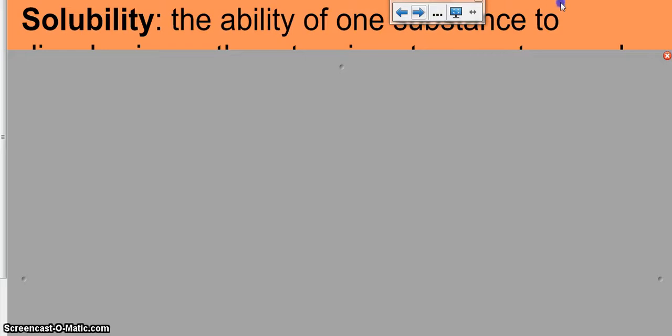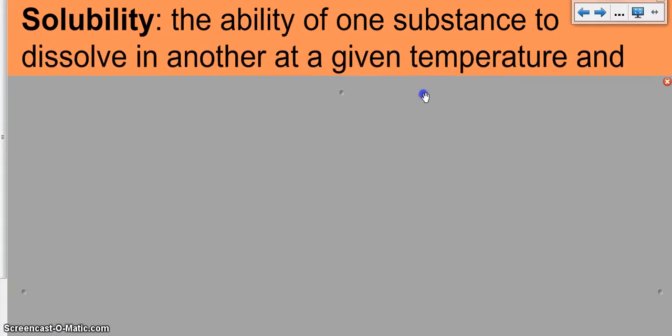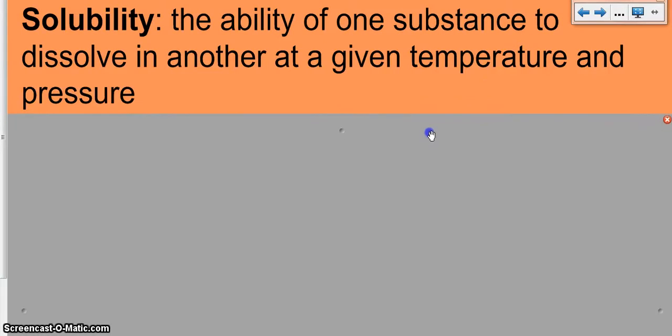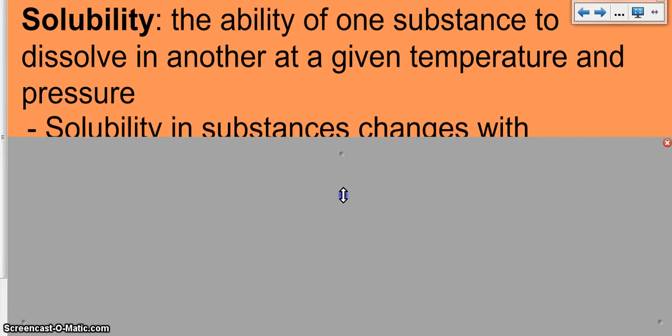Now, we want to talk about solubility, because solubility concerns solutions and the amount of solute. Solubility is the ability of one substance to dissolve in another at a given temperature and pressure. Remember, we're back to temperature and pressure. It's very important. Solubility in substances changes with temperature. I want you to keep that in mind.